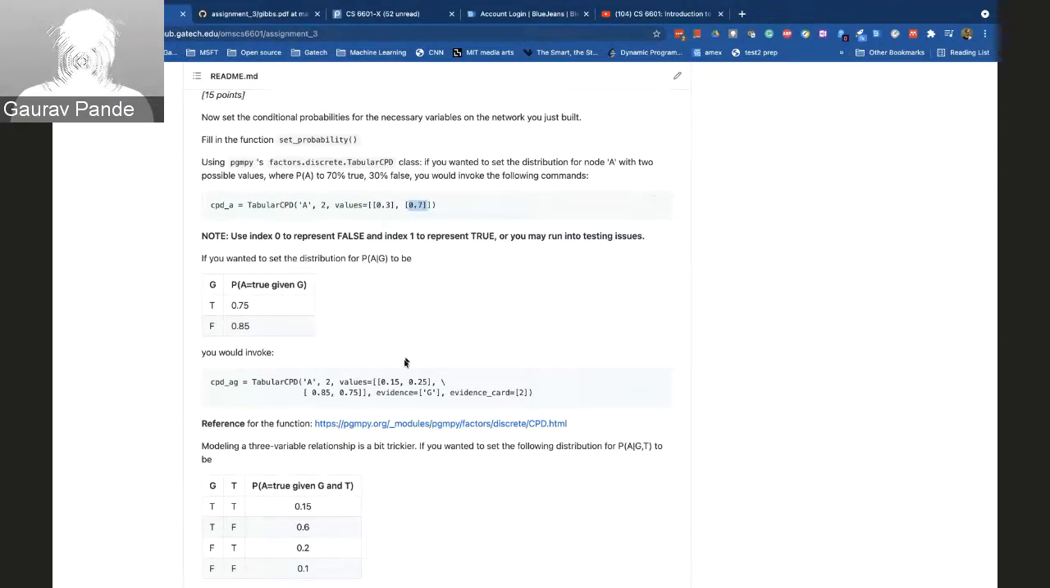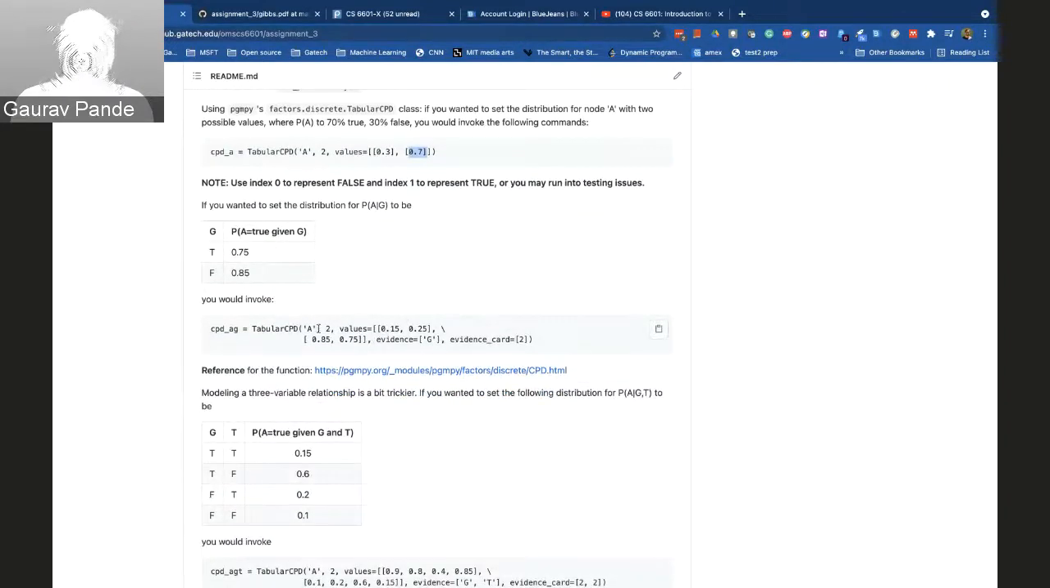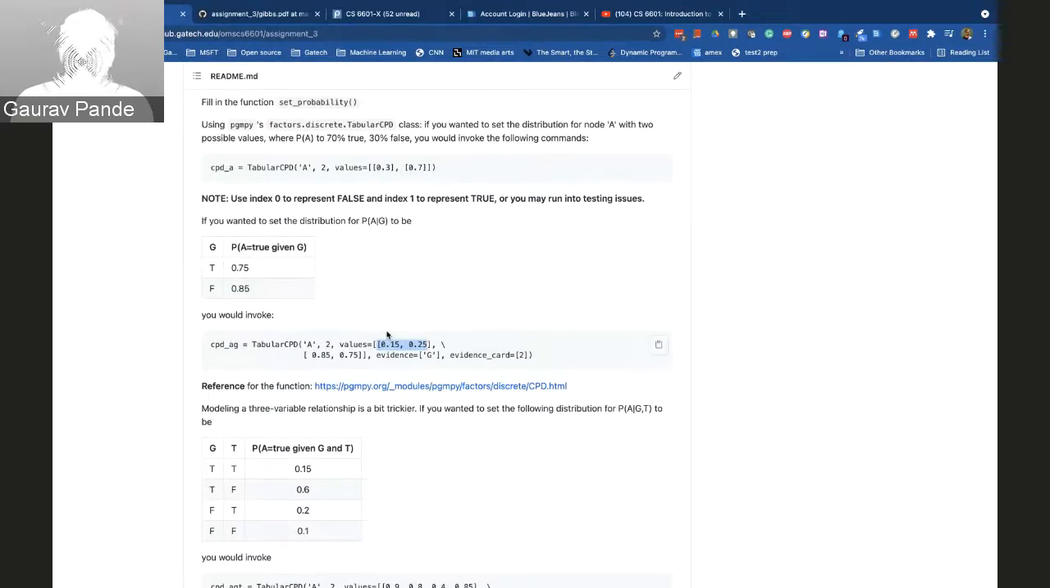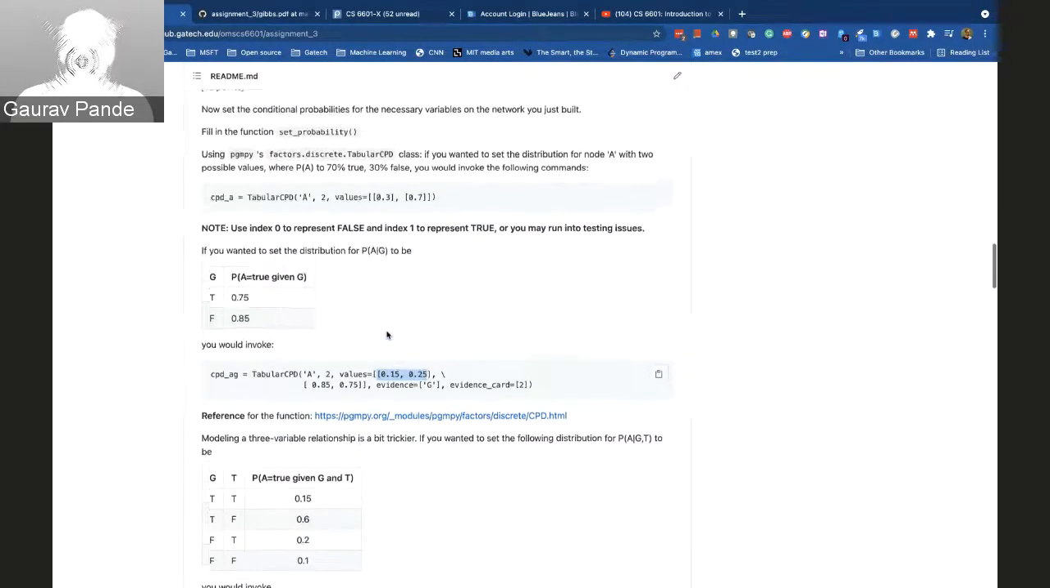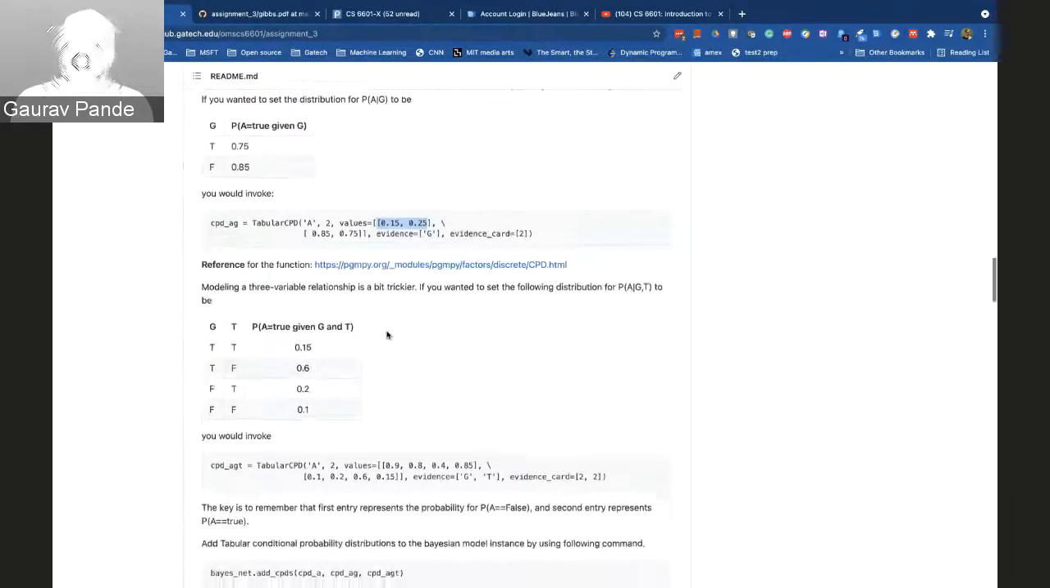Suppose you're implementing like this: it means the probability of false is 0.15, then the probability of true is 0.25, the probability of false is 0.85, the probability of true is 0.75, and this whole is also a probability of false. So false always comes before true here, in the implementation in the library. This is just the way it is, so just make sure when you're implementing that you won't face any issue there.